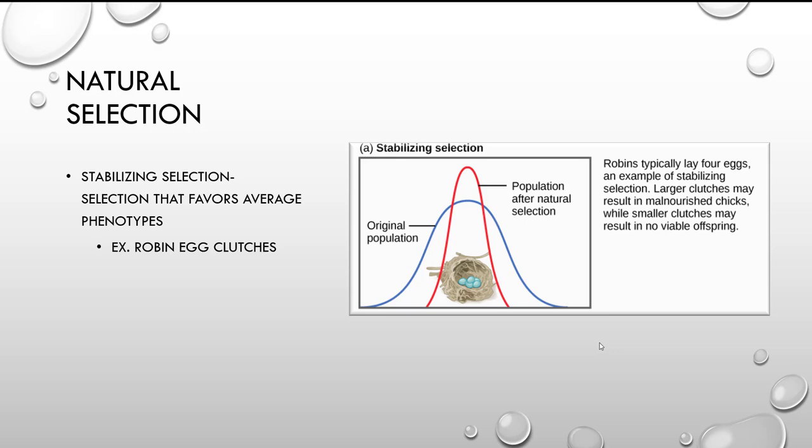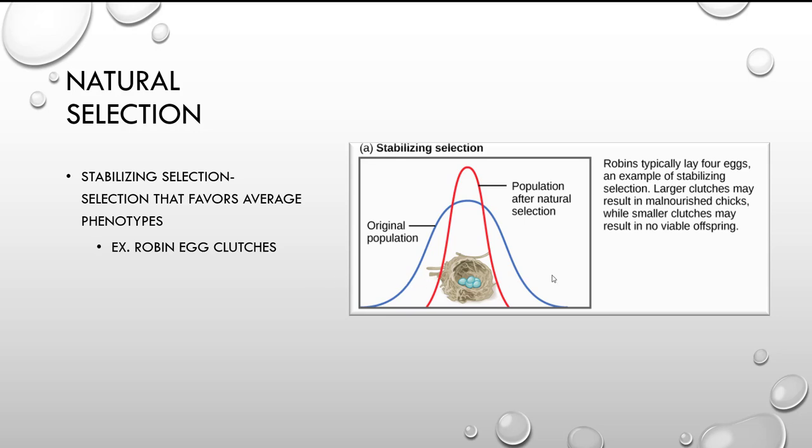The next type of selection we're going to talk about is stabilizing selection. In stabilizing selection, instead of one morph being favored over the others, the intermediate is favored over the extremes. In this case we have the robin egg clutches. The intermediate amount of eggs is favored over the extreme amount of eggs.